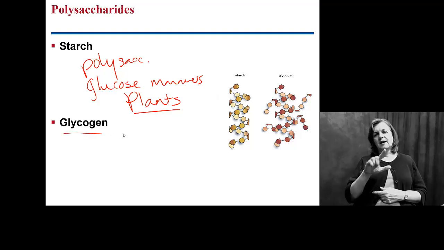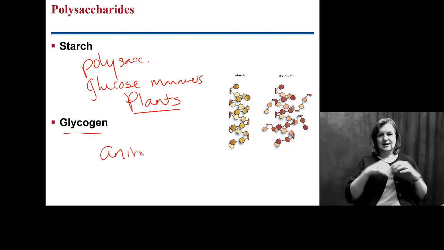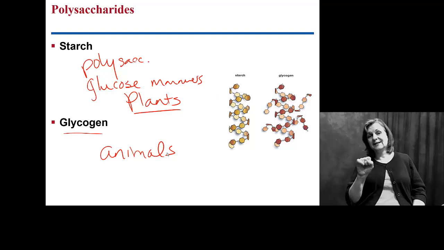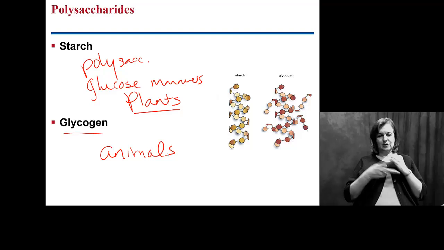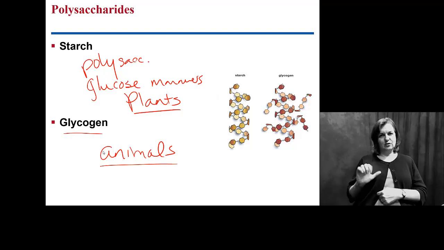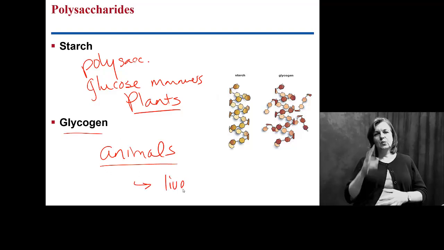Glycogen, storage in animals. The other characteristics are the same. It's a polysaccharide and it's made of glucose monomers. But we store glycogen. You actually store it in your liver. And we'll look at that more later on.